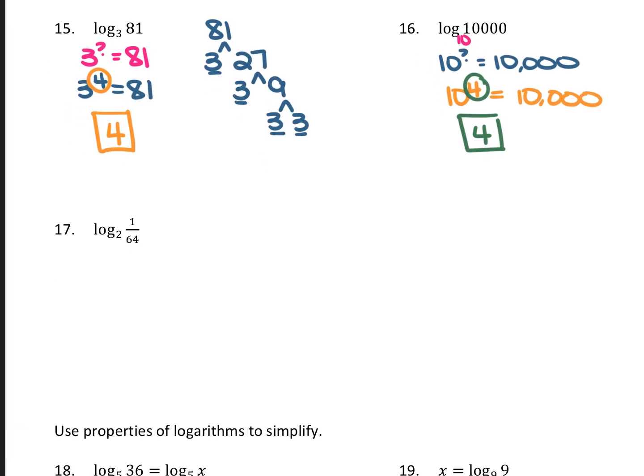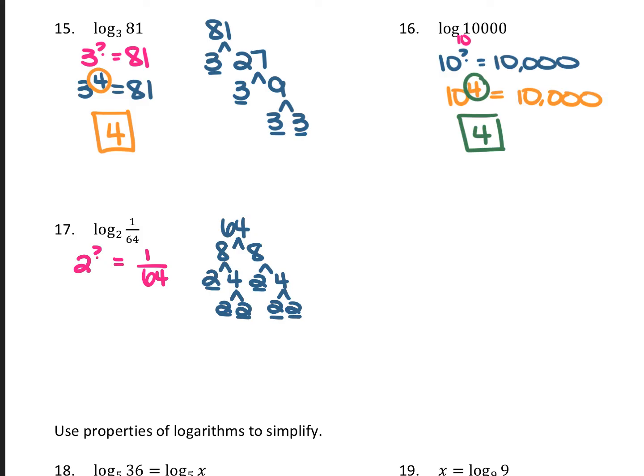For 17, you have log 2 of 1/64. So 2 to what power is 1/64? You know it's going to be a negative because it's a fraction, so the reciprocal was taken. So that means take the 64, find the prime factorization of it. It's 8 and 8, but the 8 is 2 and 4. 4 is 2 and 2. So you have 1, 2, 3, 4, 5, 6 2's. So that means it's 2 to the negative 6th power gives you 1 over 64. That negative 6 is your answer.